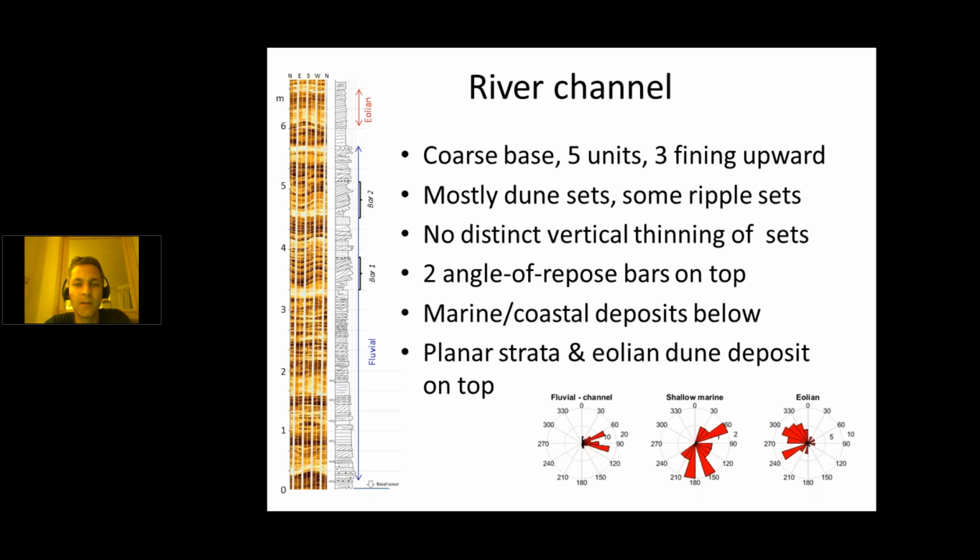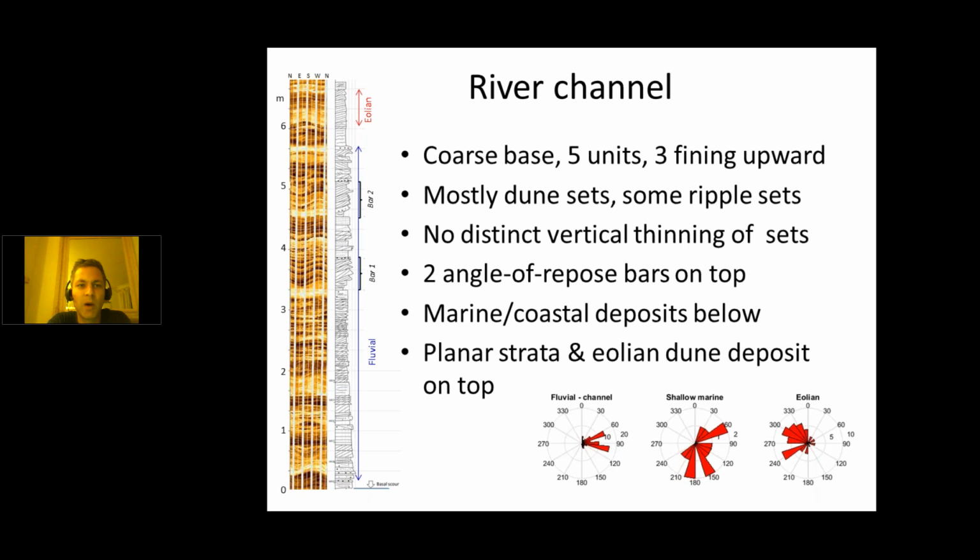It's roughly composed of 5 distinct large-scale units, of which 3 are distinctly fining upward. It's mostly composed of dune sets and some ripple sets. There's no distinct vertical thinning of sets, as you might expect, with the biggest dunes being at the base and thinner dunes being at the top. But we do have 2 angle of repose bars on top higher up, rather thick sets. I'll talk about those in a minute.